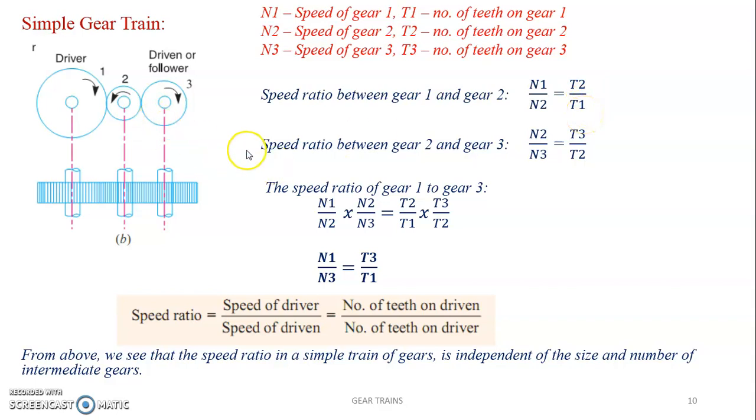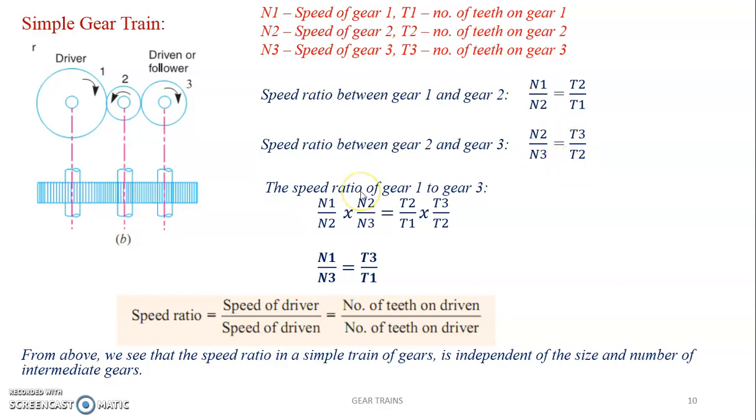Similarly, next I will take the speed ratio between gear 2 and gear 3. In that case gear 2 will be the driver and gear 3 will be the follower or the driven. So I'll get n2 by n3, that is equal to t3 by t2.